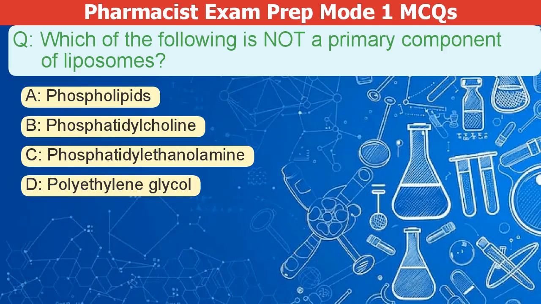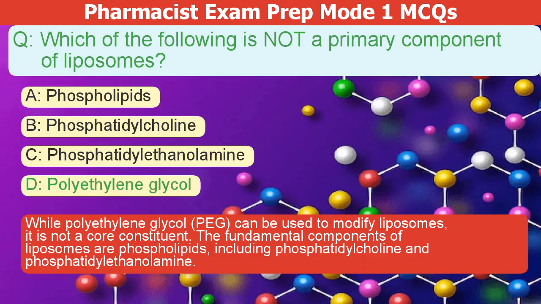Which of the following is not a primary component of liposomes? A. Phospholipids. B. Phosphatidylcholine. C. Phosphatidylethanolamine. D. Polyethylene glycol. The correct answer is D. While polyethylene glycol, PEG, can be used to modify liposomes, it is not a core constituent. The fundamental components of liposomes are phospholipids, including phosphatidylcholine and phosphatidylethanolamine.